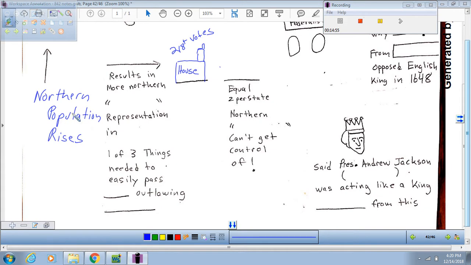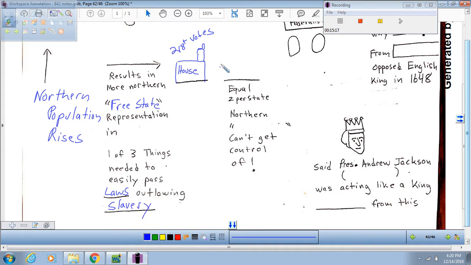So the northern population rises. This results in more northern or free state representation. And as we know, this is one of three things easily or quickly needed to pass laws outlawing slavery. So the South is very nervous.